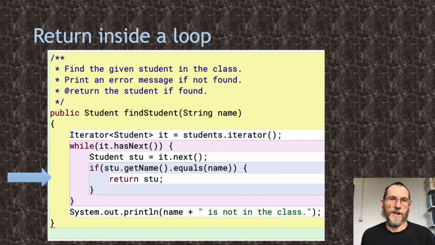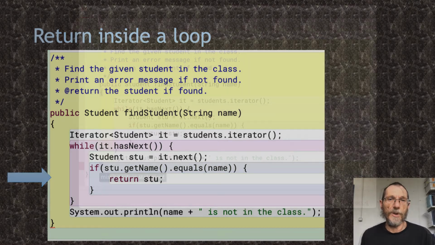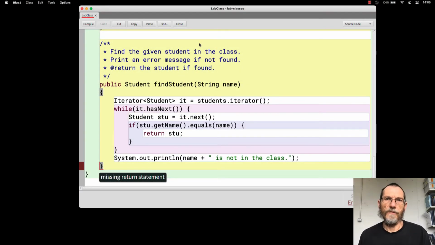Here's a further common example. We've got a search method to look through a collection of student objects to see whether one of those students has a name that matches the parameter that's been passed in. And if we find the student, then inside the body of the loop, we return a reference to that student object. The question is, what value should we return if we fail to find a particular student within the class?